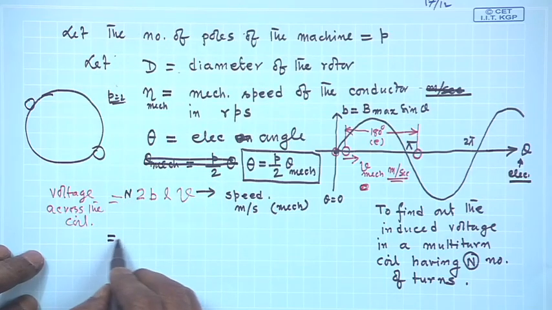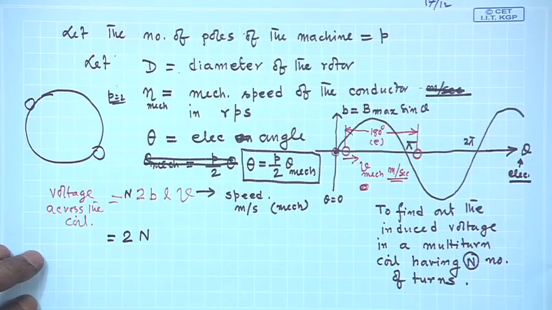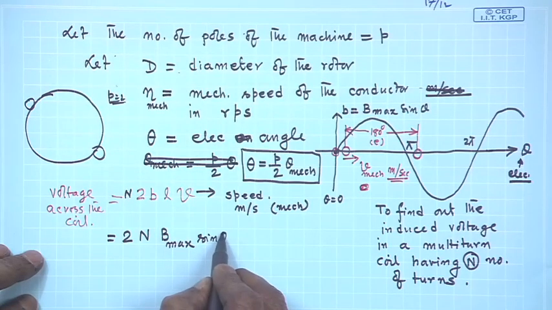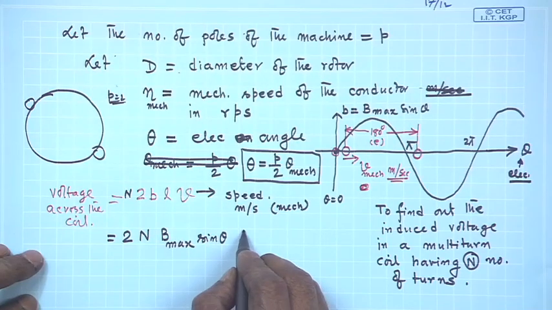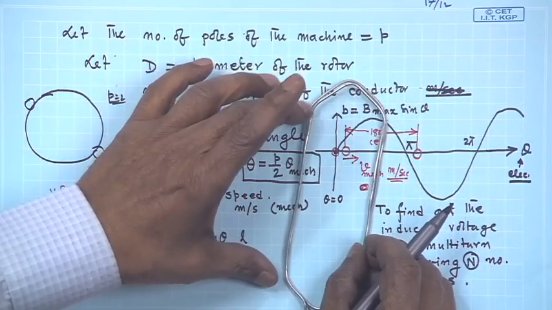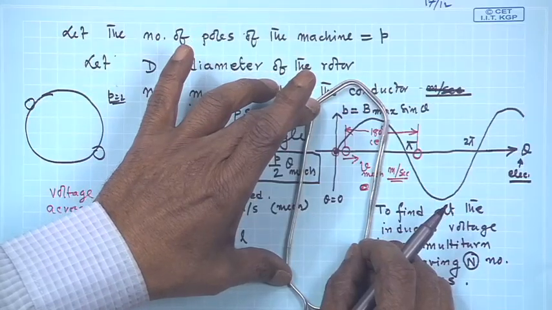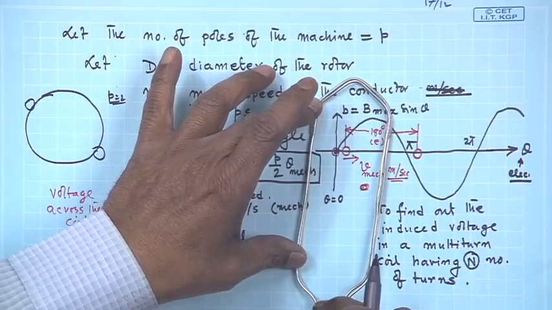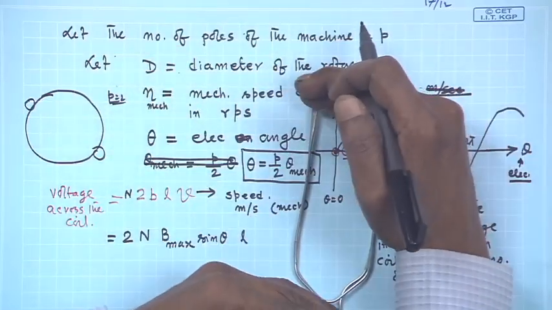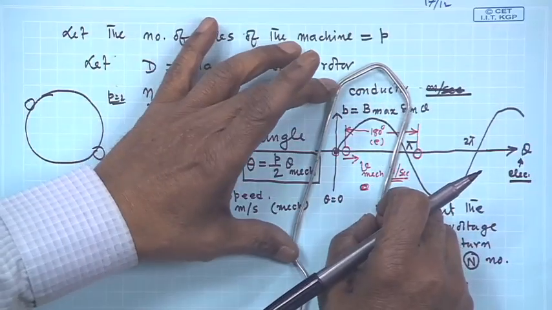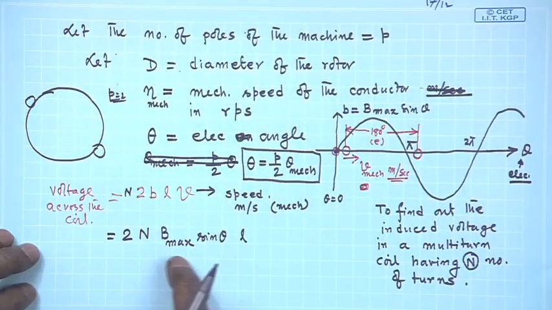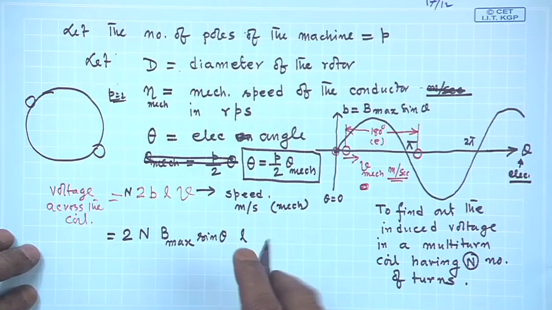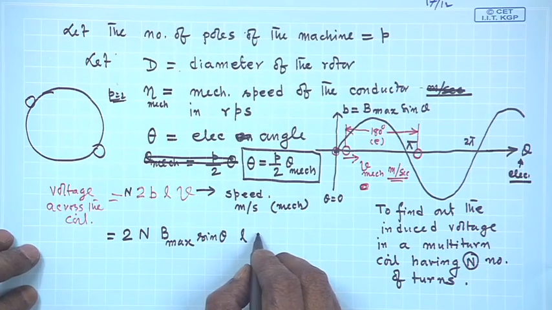So, it will be equal to twice n, B, you can put it like this, B max sin theta, and L, what is L? L is this length, active length of the coil, where induced voltage will be there. This side, these are called overhang of the coil, they are outside the machined length, active length. So, this L is this active length of the conductor. 2 n B max sin theta L, and then V.